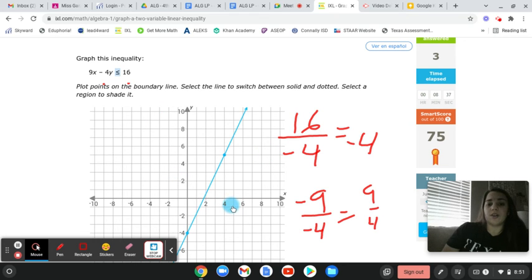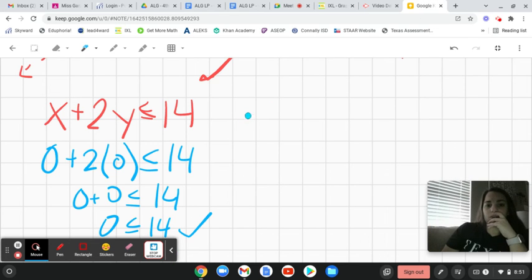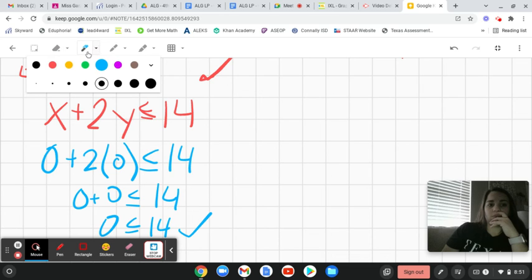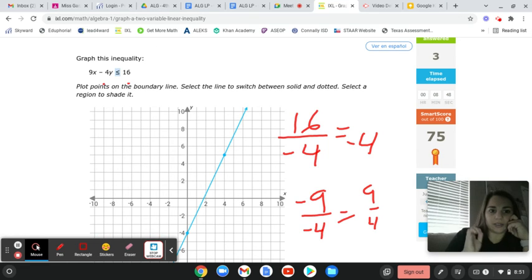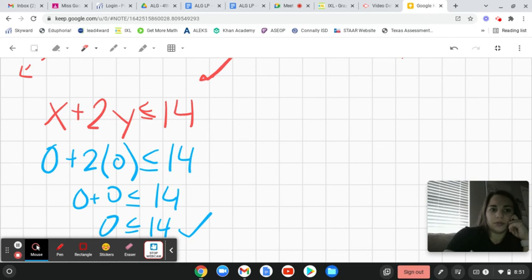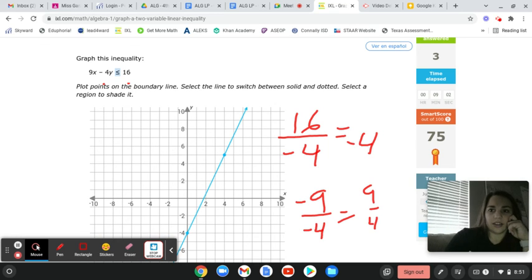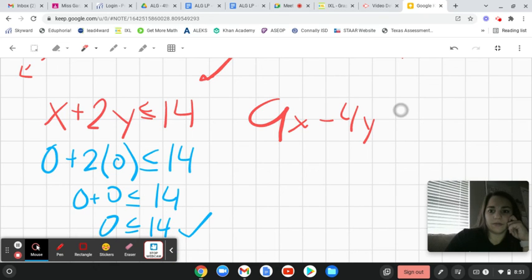Remember, this is where we have to test the origin. So I'm going to go back to Google Keep and write down what this was again. I think it said, let me just double check, 9x minus 4y. Okay. 9x minus 4y, and it has that inequality symbol like this. I think I'm right. Y'all let me know, double check me.